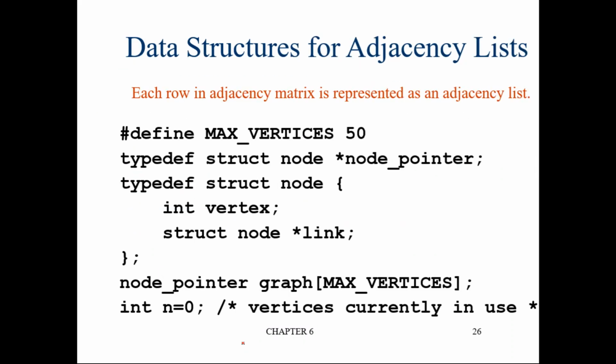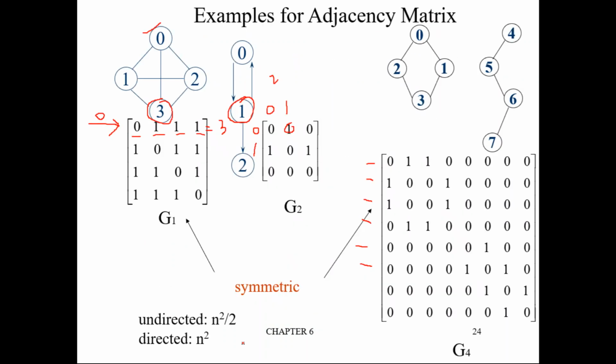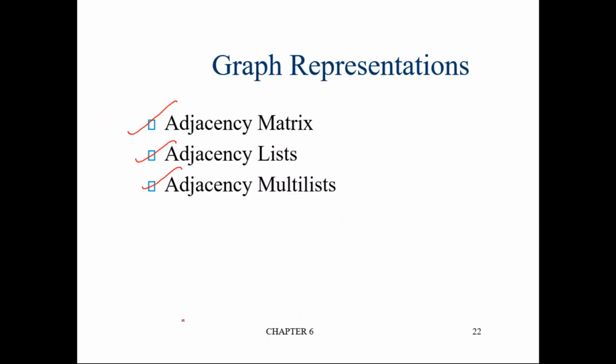So this is the representation in programming language. We will come to this later. So this is about adjacency matrix representation. So the first thing we have done. There are different types of representation, right? Now we will move to the second type of representation, adjacency list.